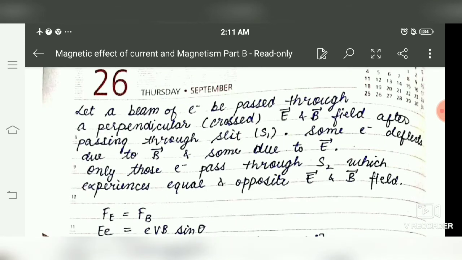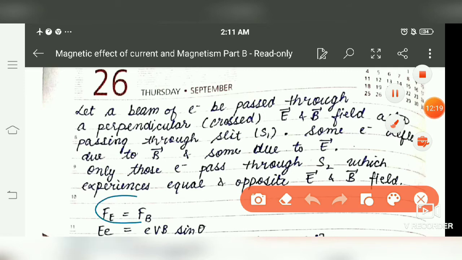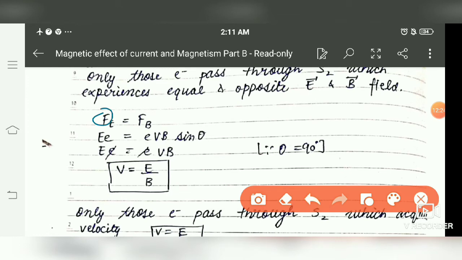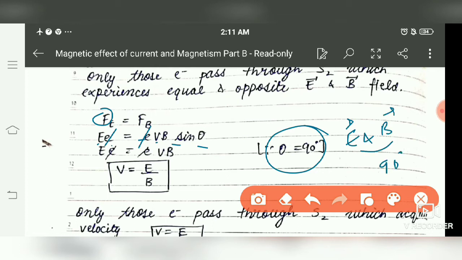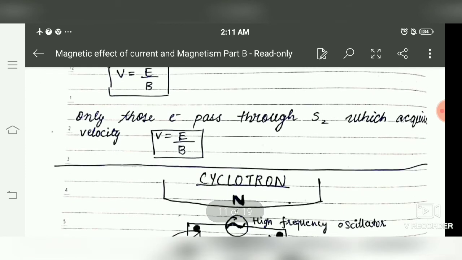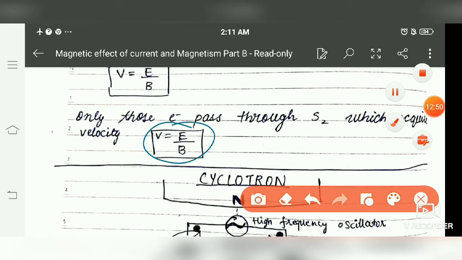So in that case, if we say Fe is equal to Fb, what's the value of Fe? That is charge into electric field. Here charge into V B sin theta. E gets cancelled with this E. We get here, if theta is 90, because E and B both are perpendicular to each other, so sin 90 is 1. So here we get velocity V is equal to E by B, the ratio of E by B. Only those electrons pass through the slit which acquire a velocity of this.